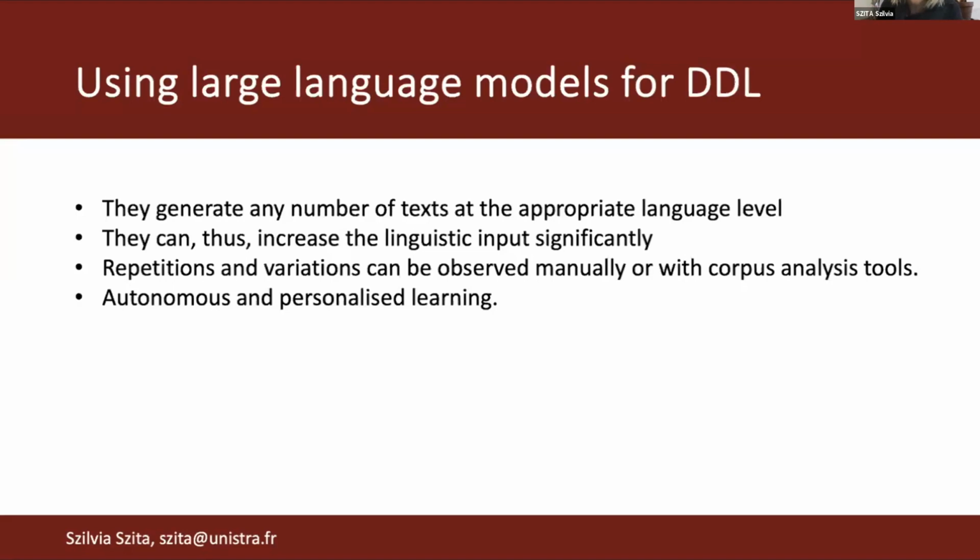Students can observe repetition and variation even manually, so you don't always need a concordance to see repetitions and variations within six texts, because the texts are so short and obviously created or structured in a similar way. And it allows autonomous and personalized learning, because it's just a technique that you learn. You want to generate data about a topic that interests you at your proficiency level.